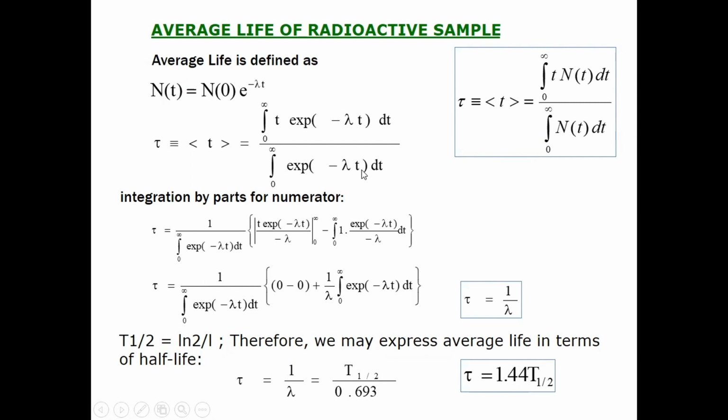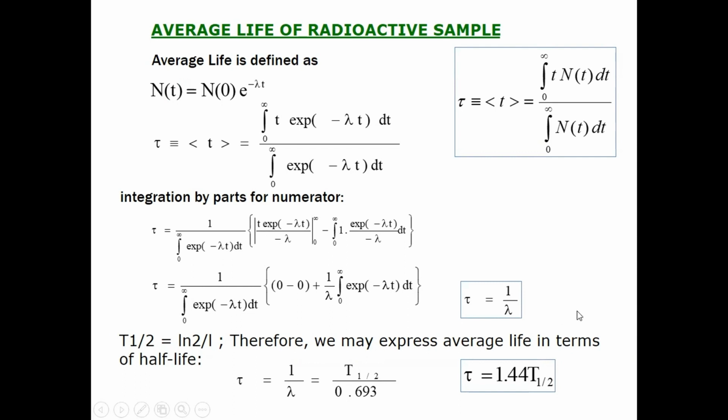Therefore, we substitute this into the equation, and then we perform the integration. E to the power minus lambda t integration is easy. Here we have the product t multiplied by e to the power minus lambda t, but we solve this using the product formula and arrive at the result that the mean life is equal to 1 over lambda. Remember that the mean life comes out to be 1 over lambda.